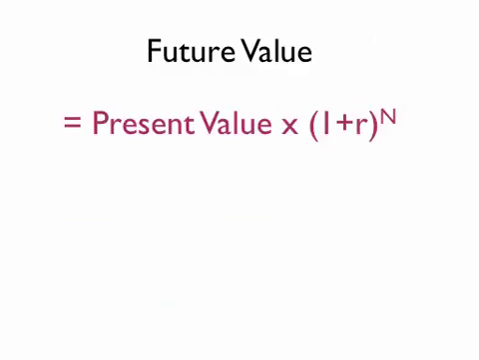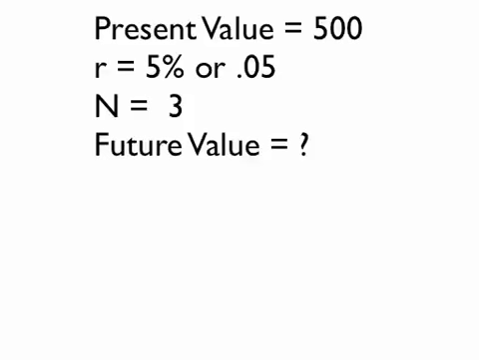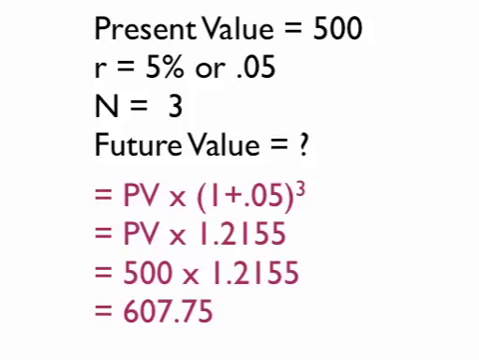All right, so let's see how this would work in a couple of problems. The future value is equal to the present value times our factor. Let's assume we have a situation where the present value is 500 and r, the rate of compounding, is 5%, or 0.05, and the number of periods is 3. Can you calculate what the future value would be? Well, our first step would be to calculate the factor. In this case, it's 1 plus 0.05 raised to the power of 3, and that would be 1.2155. Our present value is 500, so it would be 500 times 1.2155. The result would be 607.75.